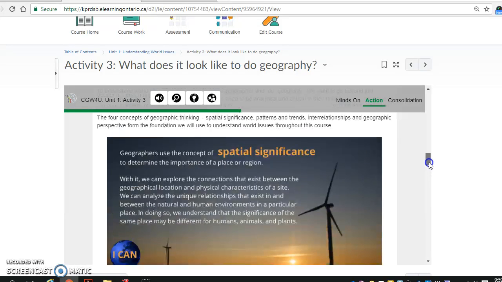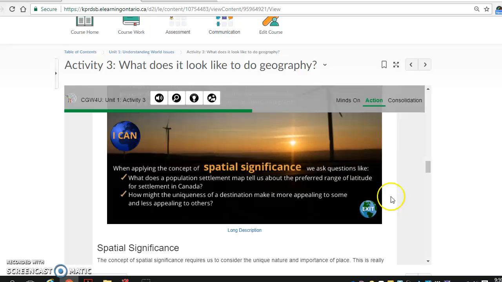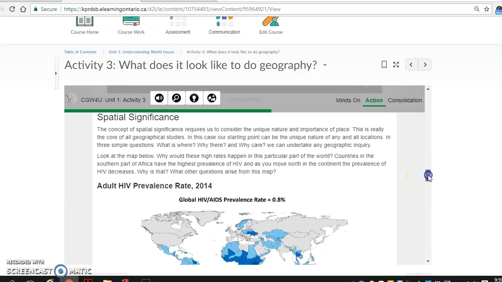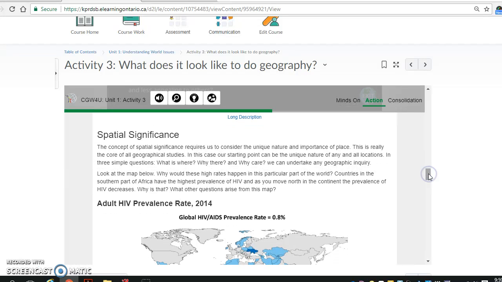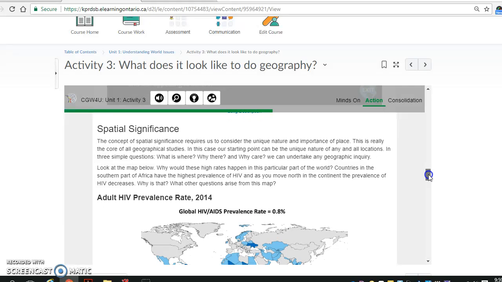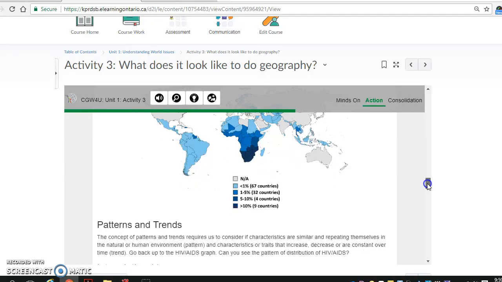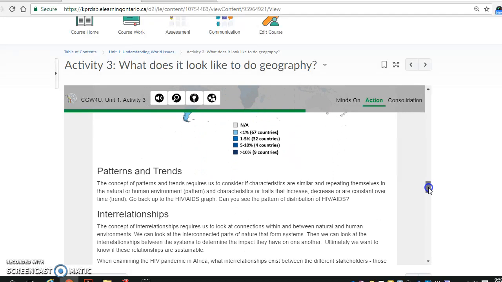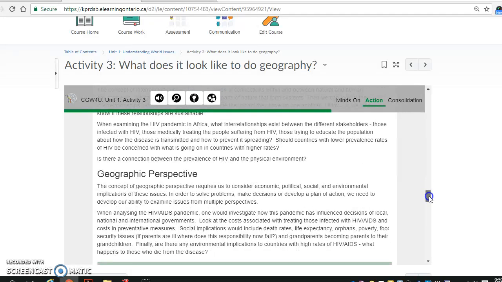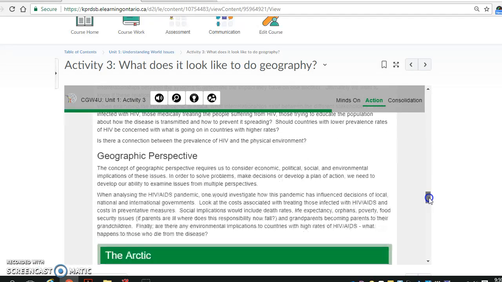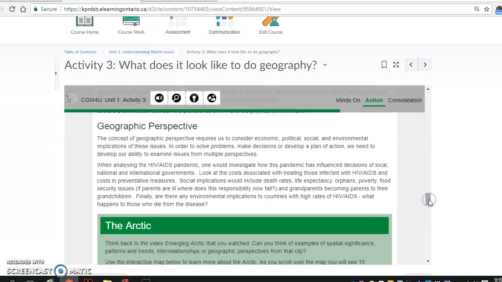So make sure that you have a really good understanding of all of these concepts, because as we work through this course, to give an example here, they use an example of HIV, adult HIV prevalence rates, and they apply each of the concepts to this particular issue, whether it be spatial significance, patterns and trends, interrelationships, and they show you how these concepts can be applied to any world issue that we look at. And we will be using them throughout this course.